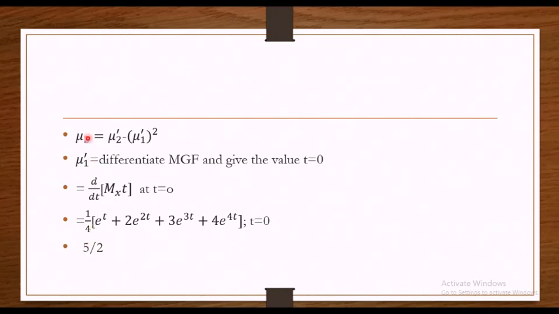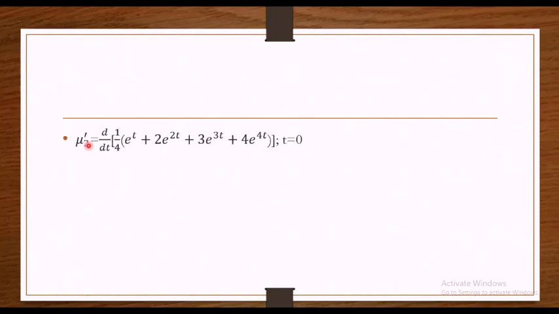Now you have to calculate mu2. For calculating mu2, you have to know the value of mu2 dash. Since we get mu1 dash by differentiating the MGF one time, mu2 dash is obtained by differentiating the MGF two times and putting the value t equal to 0. Since we have already differentiated the MGF one time, you can differentiate this equation once again, and you can put the value t equal to 0 in the equation. So mu2 dash is equal to, I'm going to differentiate the equation that I have mentioned earlier, and then put the value t equal to 0.